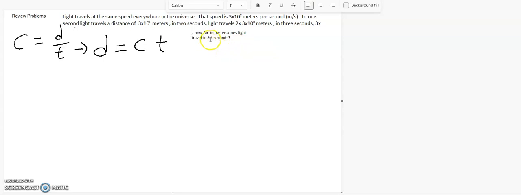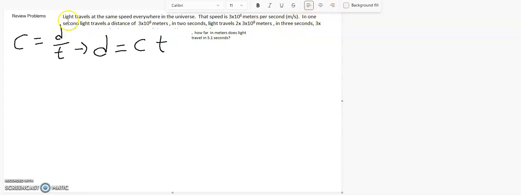So this is the actual problem: how far in meters does the light travel in 5.1 seconds? All right, so this is the equation that we're going to use. Of course, it comes from this: the speed of light c is equal to distance divided by time. Whatever units of distance the light is in, that's the distance of d. In other words, if light is in meters per second, then the distance will be in meters. If the light is in kilometers per second, then the distance will be in kilometers. That's just the way it works.